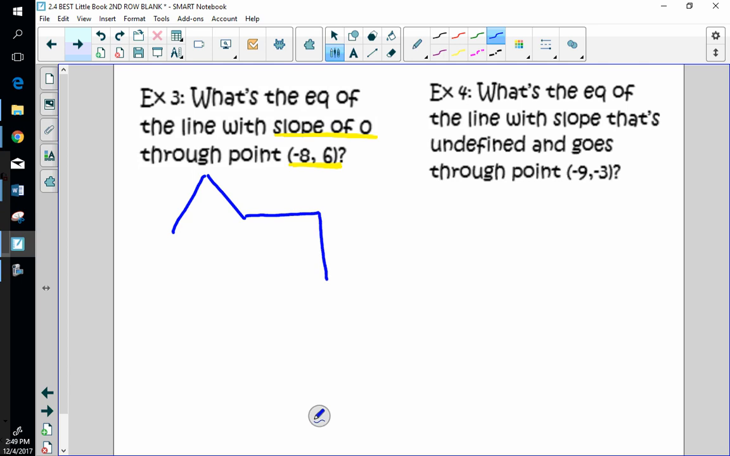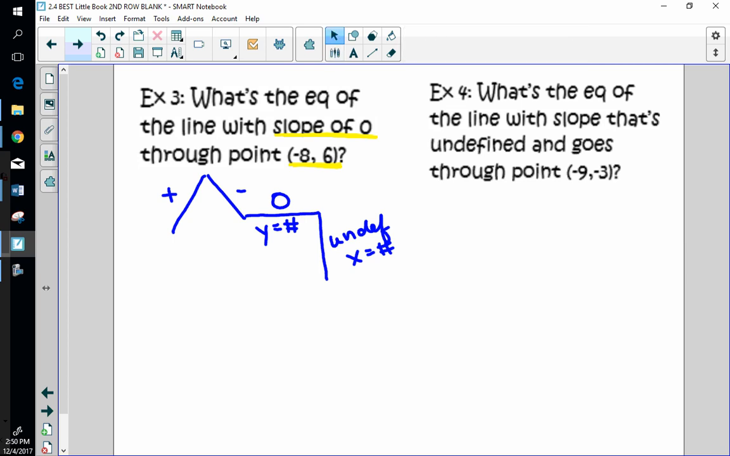Anything that's going uphill is a positive slope. Anything that's going downhill is a negative slope. Horizontal lines have a slope that is 0. Their equations look like y equals some number. And anything that is a vertical line has an undefined slope. And its equation looks like x equals some number. We're going to use those to do these two examples, 3 and 4.